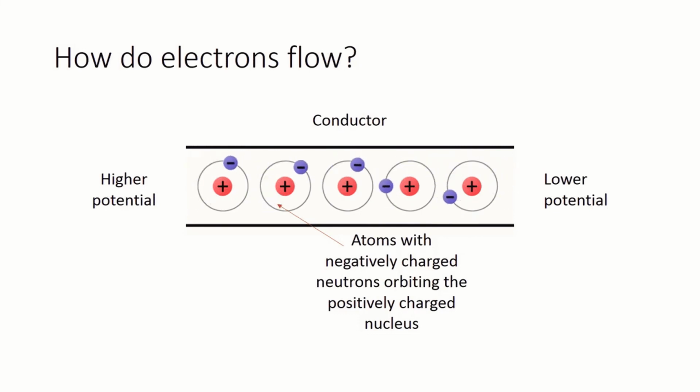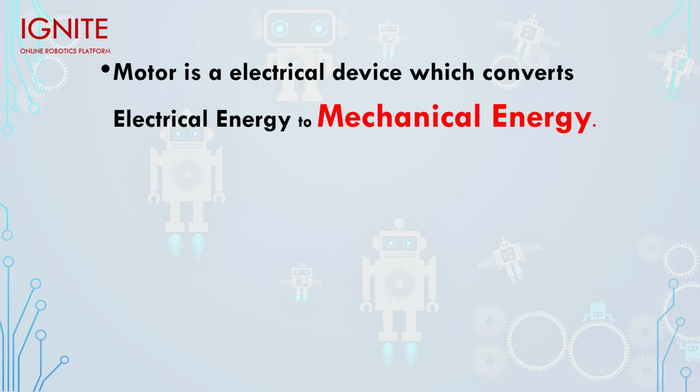So this is how the electrons are moving, and as electrons are moving, they have energy, because if they don't have energy, they will not be able to move. And that energy we say is electrical energy. So energy inside the electron is called electrical energy, or energy carried by the flow of electrons is called electrical energy. Okay, so this is electrical energy.